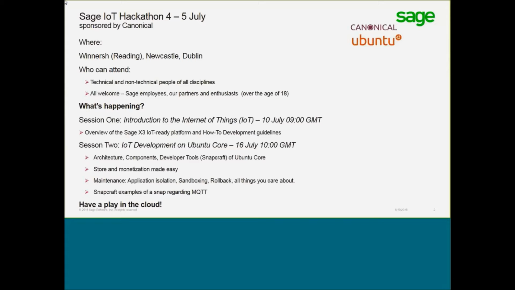So what's happening? We have the session today on the introduction of the Internet of Things, and as I mentioned just previously, the Sage X3 IoT Ready platform. And next week, on the 16th of July, next Thursday, we are having a training session specially organized by Canonical on their architecture and their open source cloud and IoT offering. So it's a great opportunity to learn more about how to develop on IoT in general, and also with the Sage X3 platform.